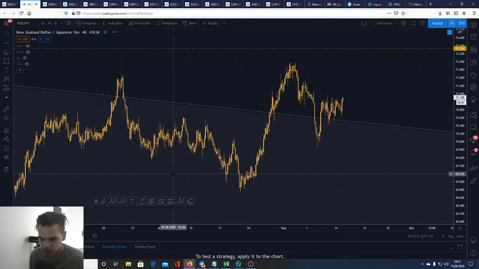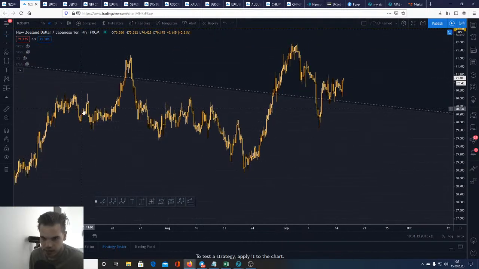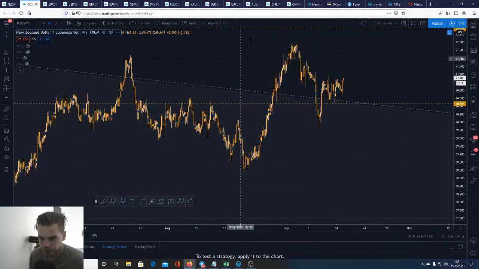SHS pattern triggered, went above, strong support area here.